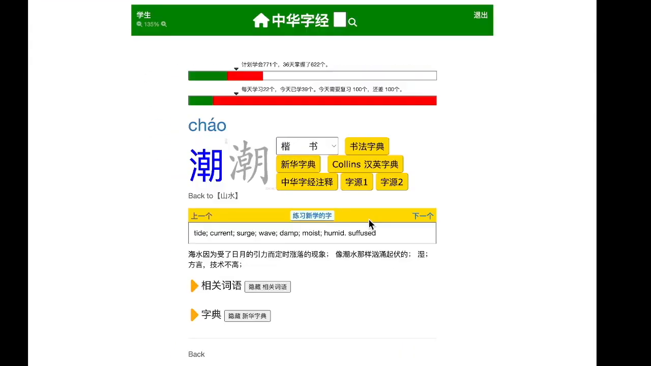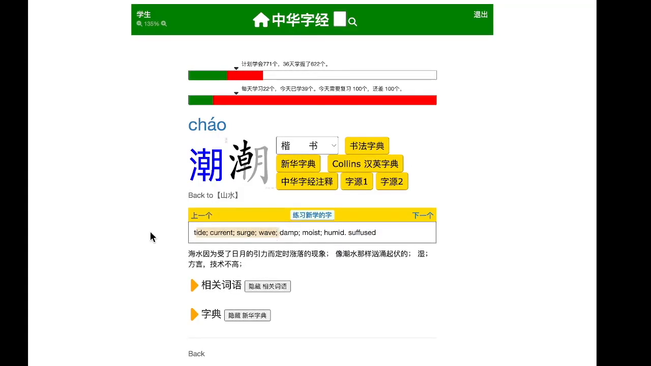潮 is a tide, current, surge, wave. It could also be damp, moist, or humid, like the weather, the air, or anything really. Like when you sweat through your clothes, you would call them also 潮. In this context, we are talking about the tides.